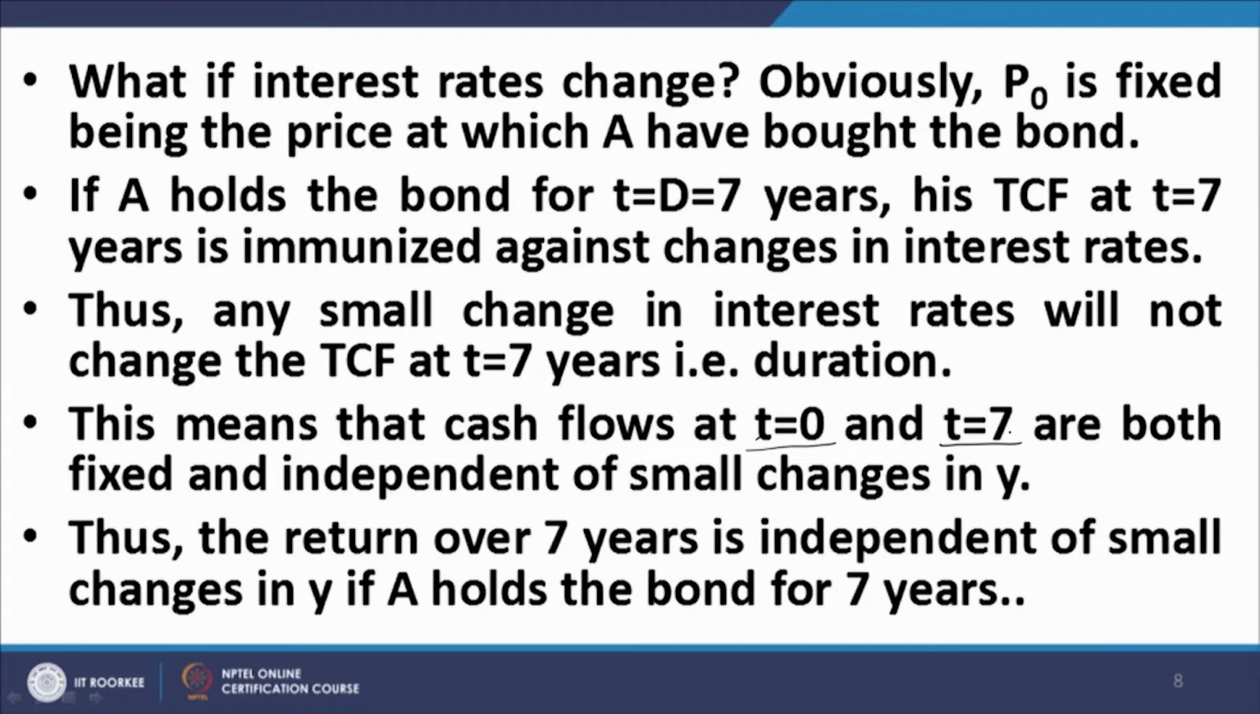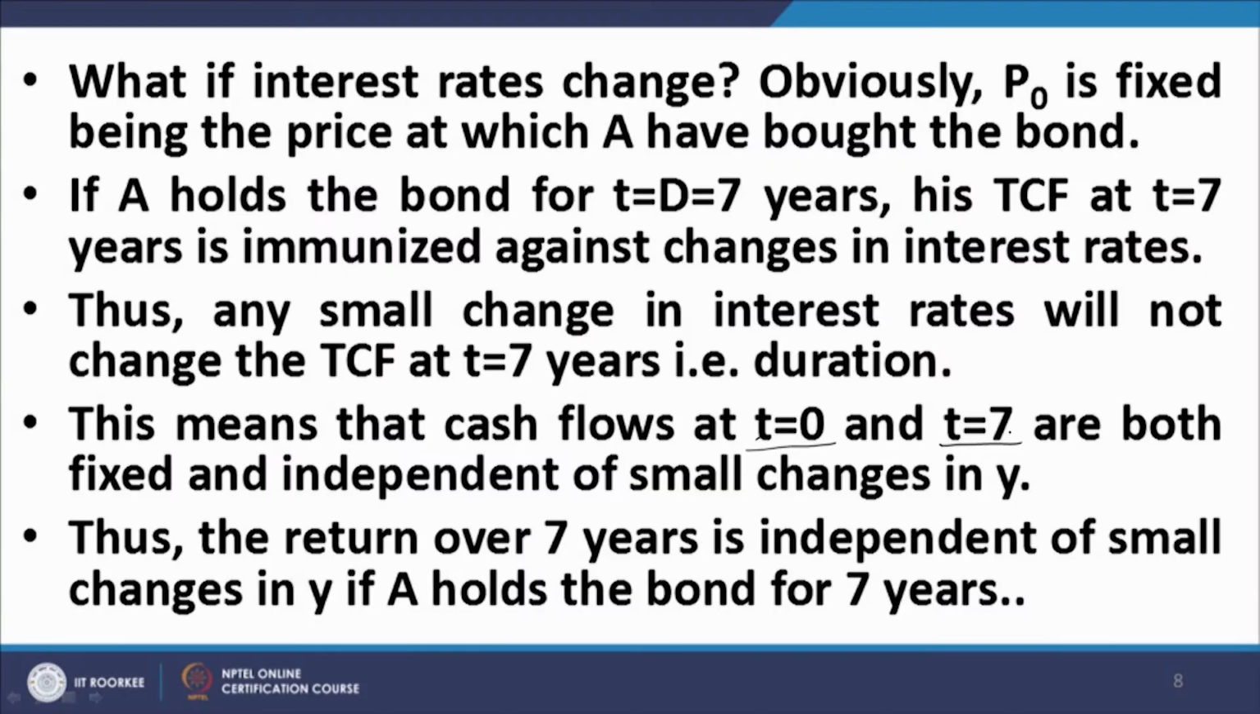And then what we find is that if we hold the bond to t equal to 7 years, then the total cash flows become independent of changes in interest rates, at least to some extent. Therefore, the total cash flows at t equal to 0 and t equal to 7 years both become independent of interest rates, and that means the return over the 7-year period will also become independent of changes in y, changes in interest rates, if A holds the bond for 7 years.